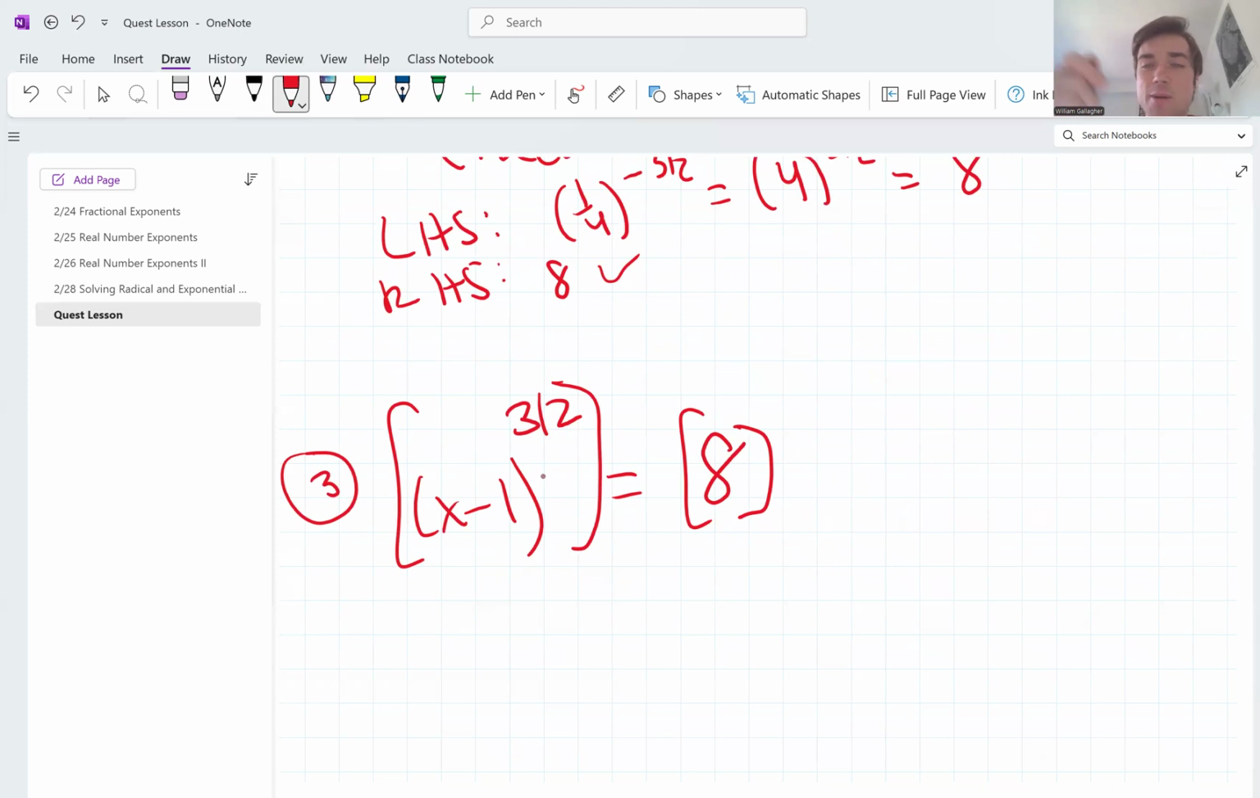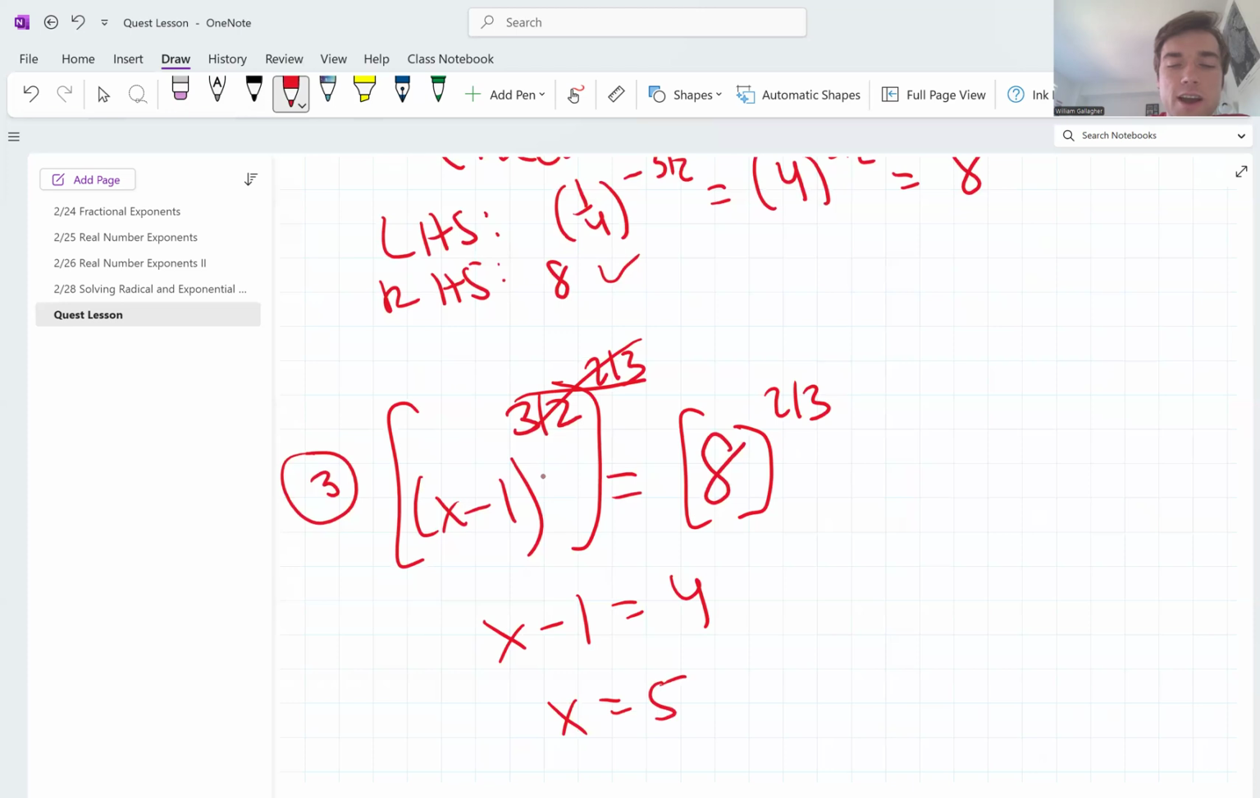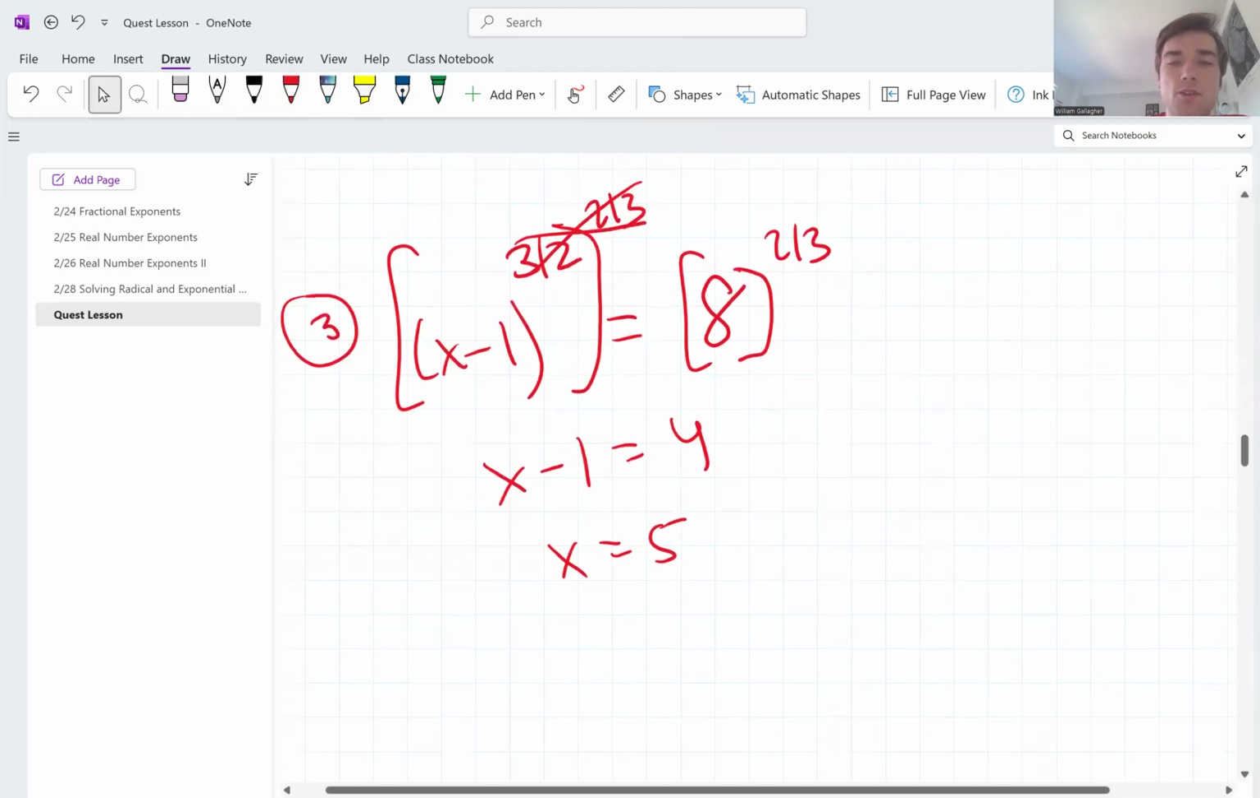Right, so we have the 3/2 power, so we want to raise it to the 2/3. So we get x minus 1 is equal to 8 to the 2/3, which is going to be 4. And so we add 1 to both sides. So we get x is equal to 5. And we'll check our work.